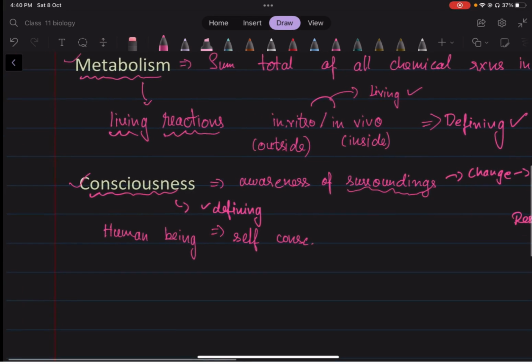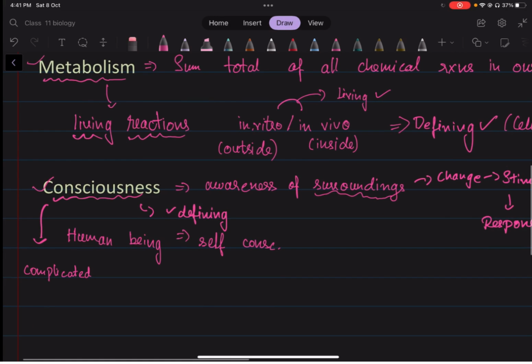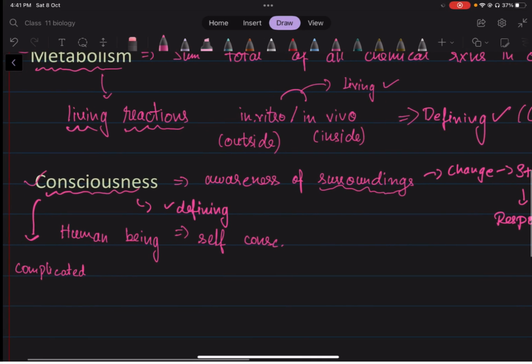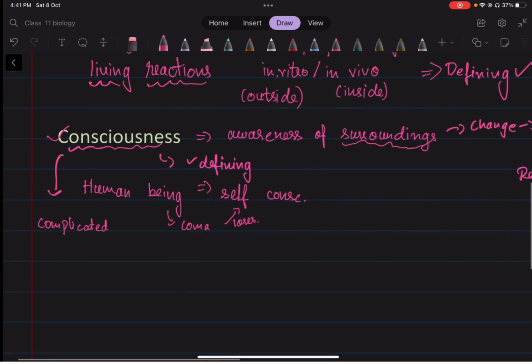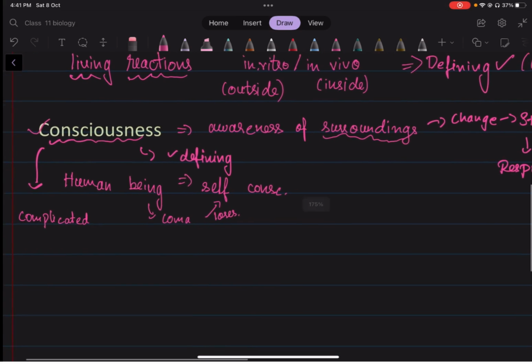In fact, you have to also remember that consciousness is a very complicated feature of a human being, because we still are not fully aware of how consciousness arises in an organism. Anyways, we know that when a human being is in a coma, he loses self-consciousness, but he's definitely conscious of his surroundings, though he's not aware of himself, right? So self-consciousness is not a defining property, but consciousness is definitely a defining property.